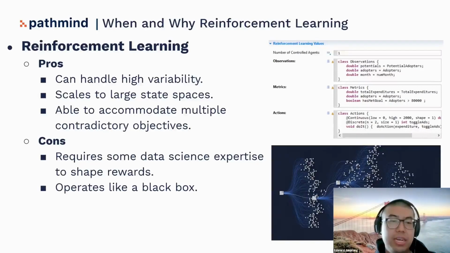As for cons, I would say that many organizations hesitate to use reinforcement learning because data scientists are hard to come by, and reinforcement learning operates like a black box. It's hard to know why a certain outcome was made, why a certain decision was made, and you can't really tell a factory manager that you don't know why a reinforcement learning policy recommended a particular action. Right? They would just freak out.